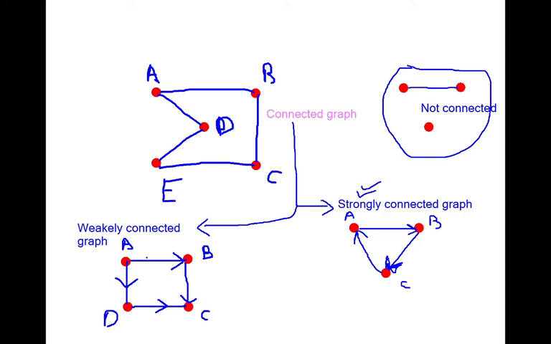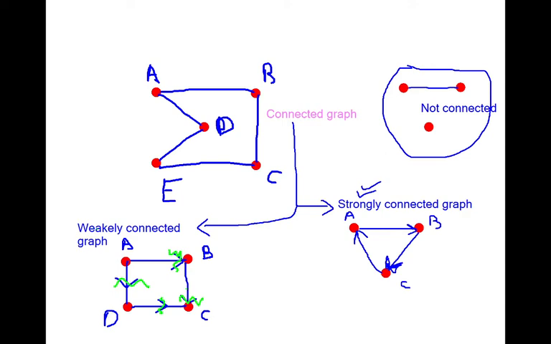But if we ignore these directions, then this graph is a connected graph. So such a graph is called a weakly connected graph.